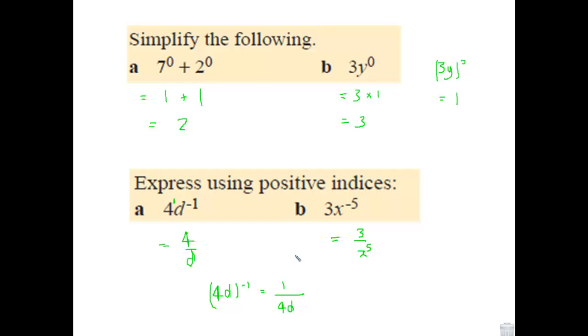So there we go. There are our two rules we want to look at: zero indices and negative indices.